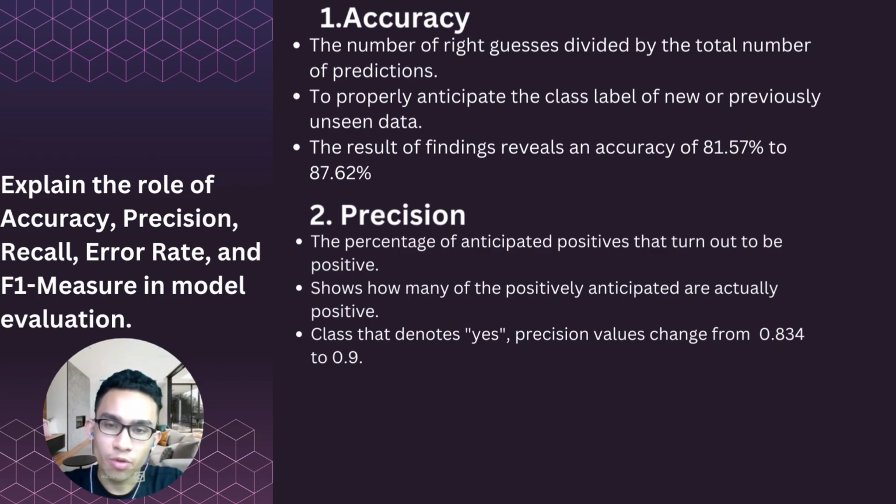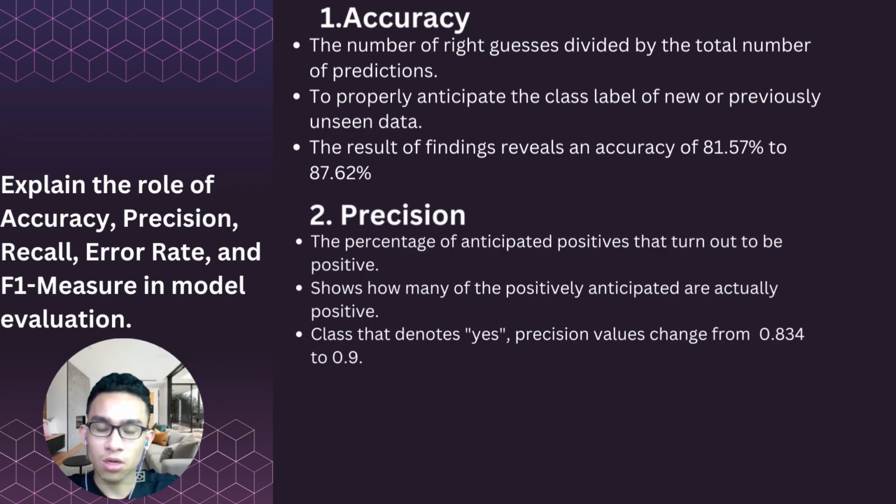Throughout the model evaluation, our dataset shows the findings reveal an accuracy of 81.57% to 87.62%. The next one is precision. Precision is defined as the percentage of anticipated positives that turn out to be positive. It shows how many of the positively anticipated are actually positive.